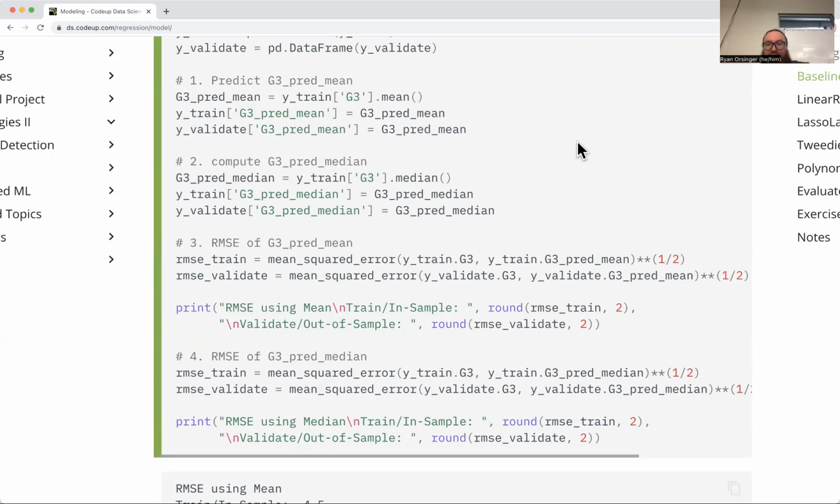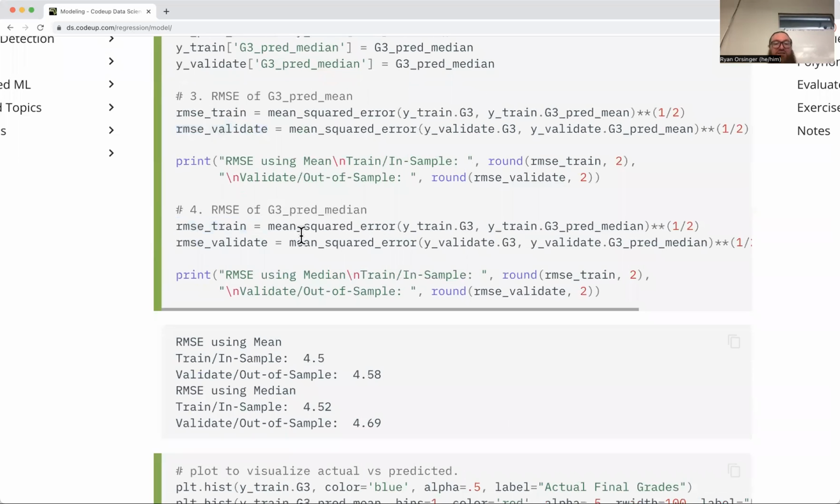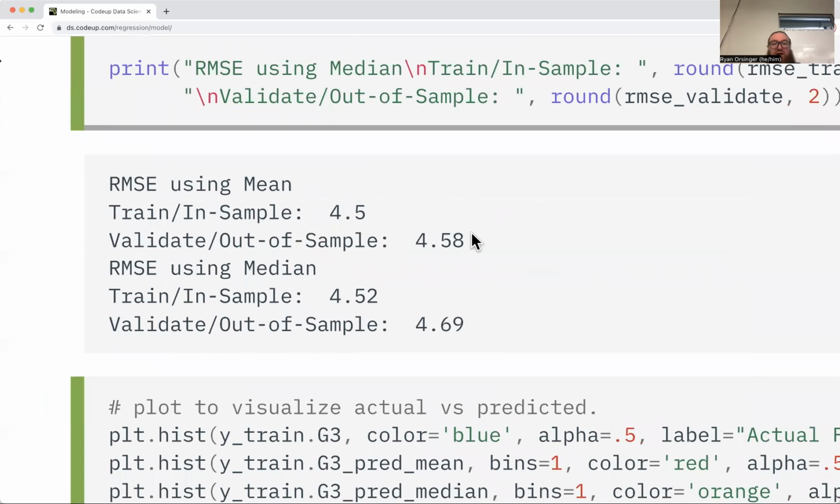Okay. So we'll calculate the RMSE, because we know that models aren't perfect. So there's going to be some error. We check the RMSE on train, RMSE on validate, and that's of the mean. Then we check the RMSE of the median on train and validate. And as we zoom in here, we see our RMSE, which is the square root of the average value of all of the errors squared, right?